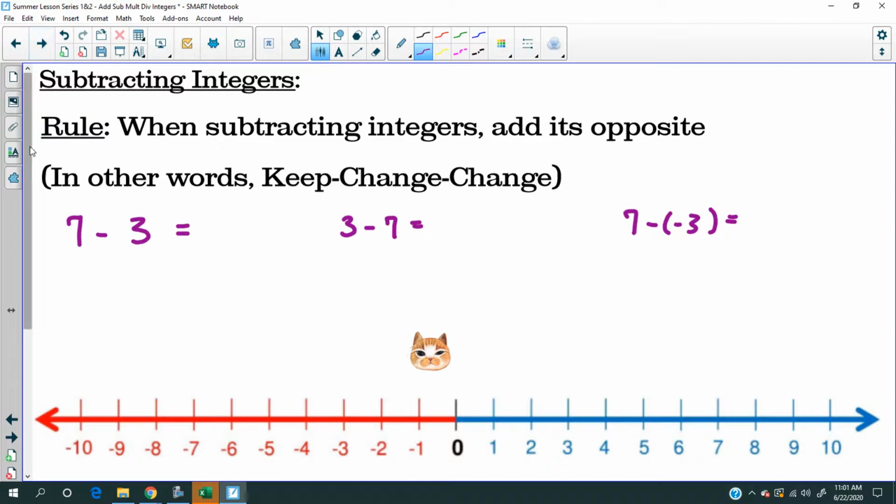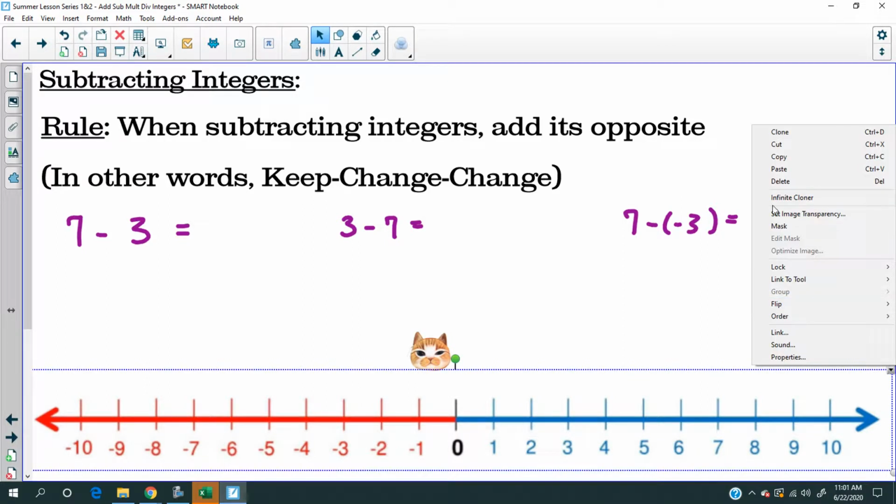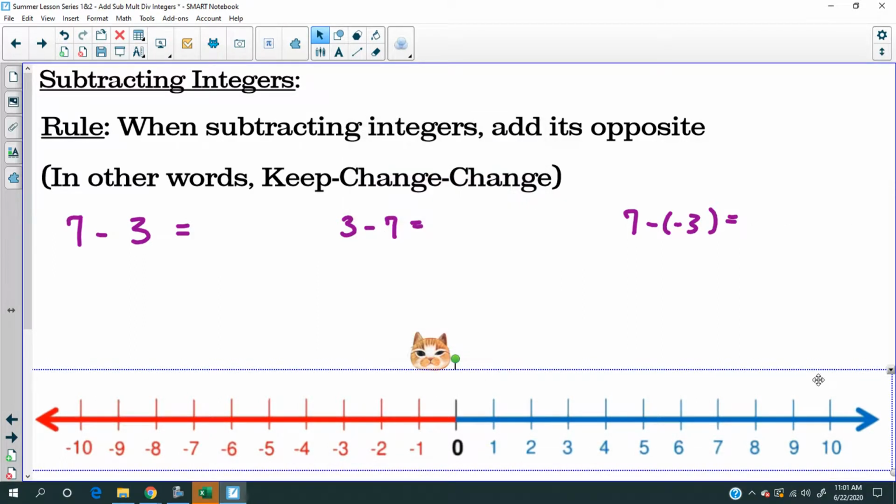Okay, all right. Let's see, subtracting integers. Okay, what's the rule? I'm going to give you the rule right away. I don't know why I have a number line and a cat for this one, actually. But doesn't matter. I might need it. All right, let's see.